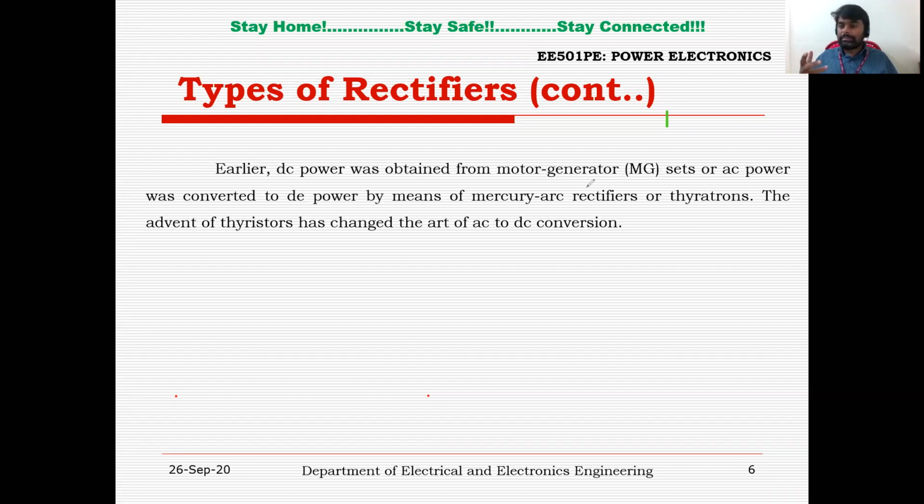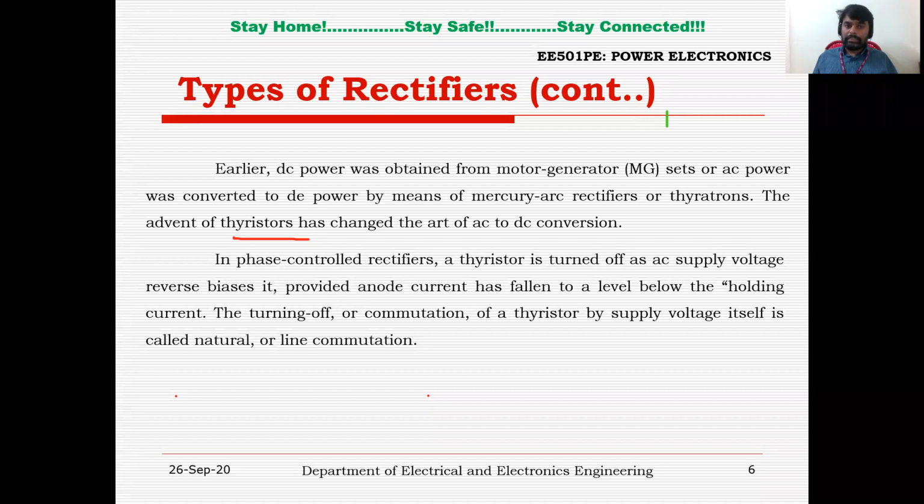Now, if you use some static elements instead of this rotating element, it will be better and the efficiency will be very, very high. And that is possible with the help of these thyristors. Right, nowadays, all these motor generator sets in the industries are replaced by these thyristors.